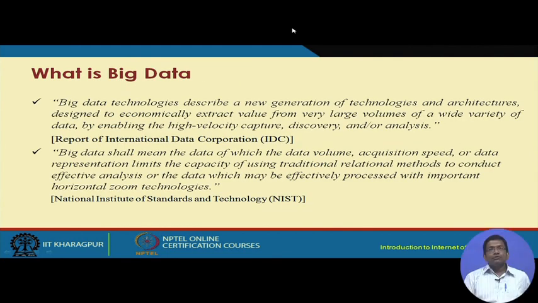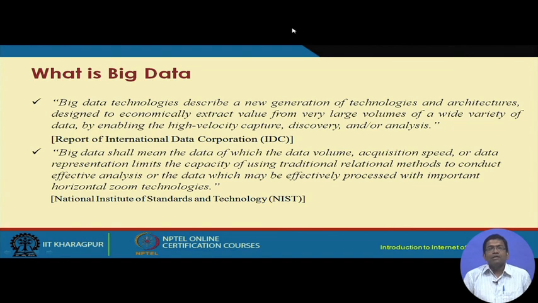So, I was mentioning big data. There are different definitions of big data. One of these definitions says that big data technologies describe a new generation of technologies and architectures designed to economically extract value from very large volumes of a very wide variety of data by enabling high velocity capture, discovery and/or analysis.